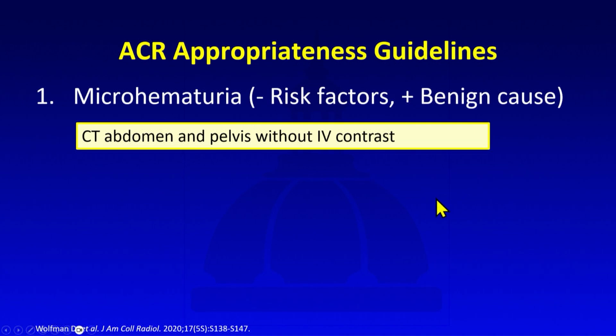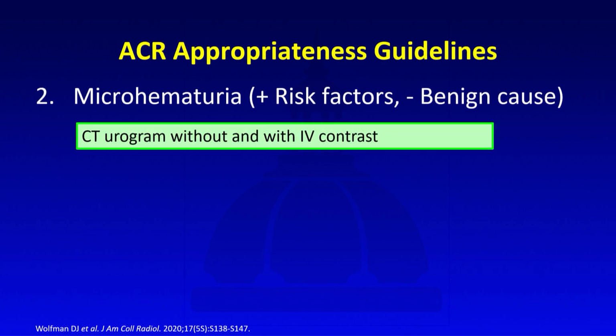What about the ACR guidelines? So if a patient is coming in with microhematuria, again, they need to be worked up for the common benign causes. And if there's a benign cause that's explaining the microhematuria and the patient doesn't really have risk factors, you could conceivably not do any imaging. But usually the imaging that's done would be a stone study, CT abdomen pelvis without IV contrast.